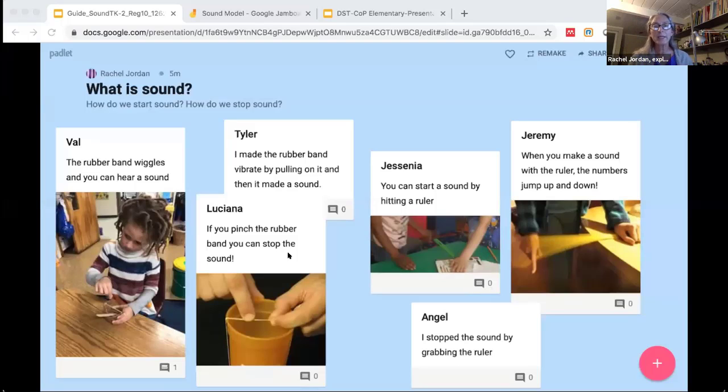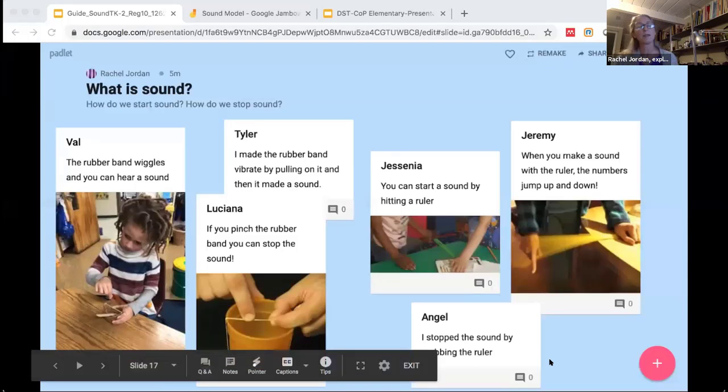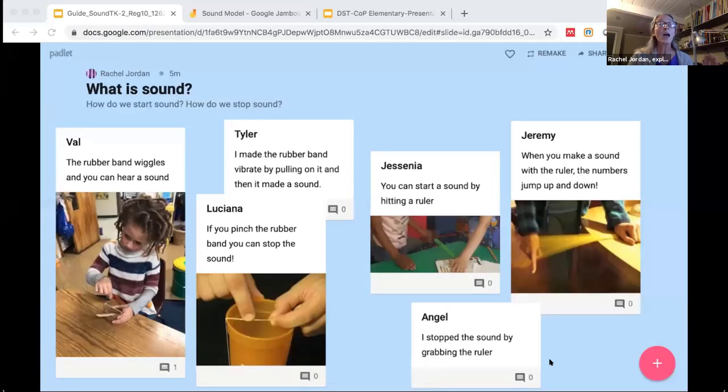And a really important idea came out from the students, which is that when you stop the vibration, for example, when you pinch the rubber band, this is something Maria was talking about earlier, you stop the sound. So the second they stopped the vibration, the sound stopped. They could no longer hear anything. And that was very compelling evidence for them that sound is a vibration. Or some kids said vibration makes sound, or some kids said sound makes vibration. And that was a great beginning idea here.